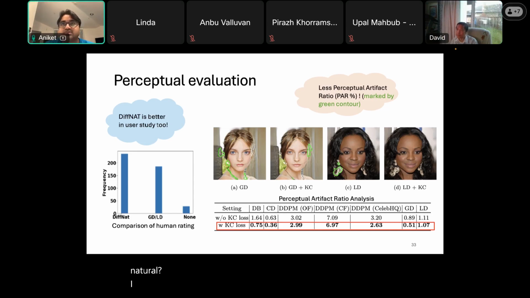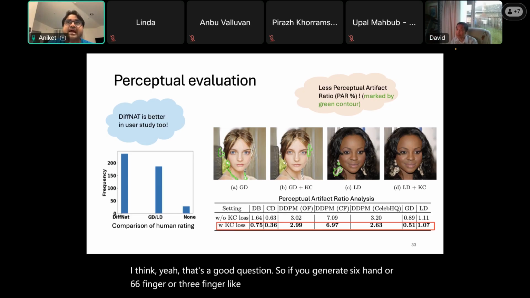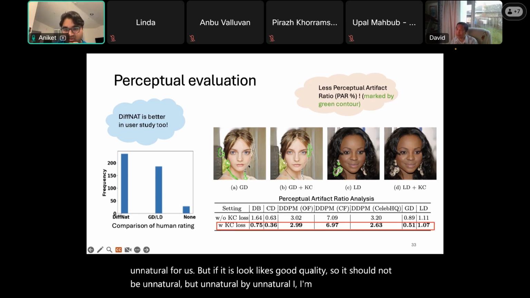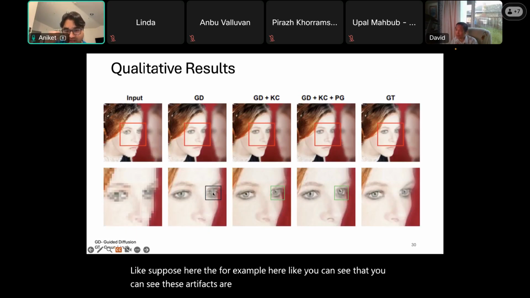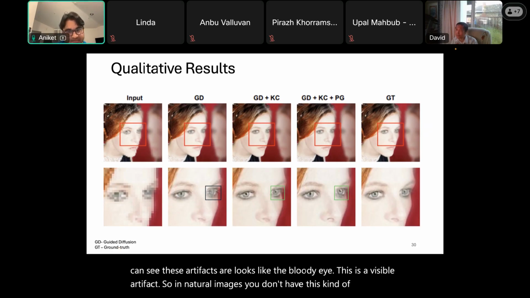That's a good question. If you generate 6 hands or six fingers or 3 fingers like that, that is not unnatural in that sense. Yes, it is unnatural for us, but if it looks like good quality, it should not be unnatural. By unnatural, I mean that there are artifacts which you can see. For example here, you can see these artifacts look like a bloody eye. This is a visible artifact. In natural images you don't have this kind of bloody eyes.